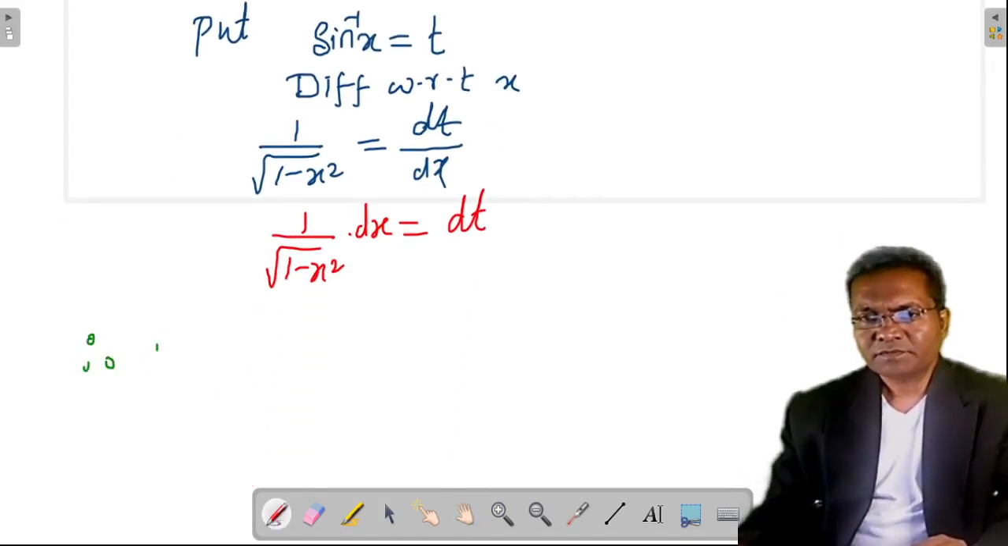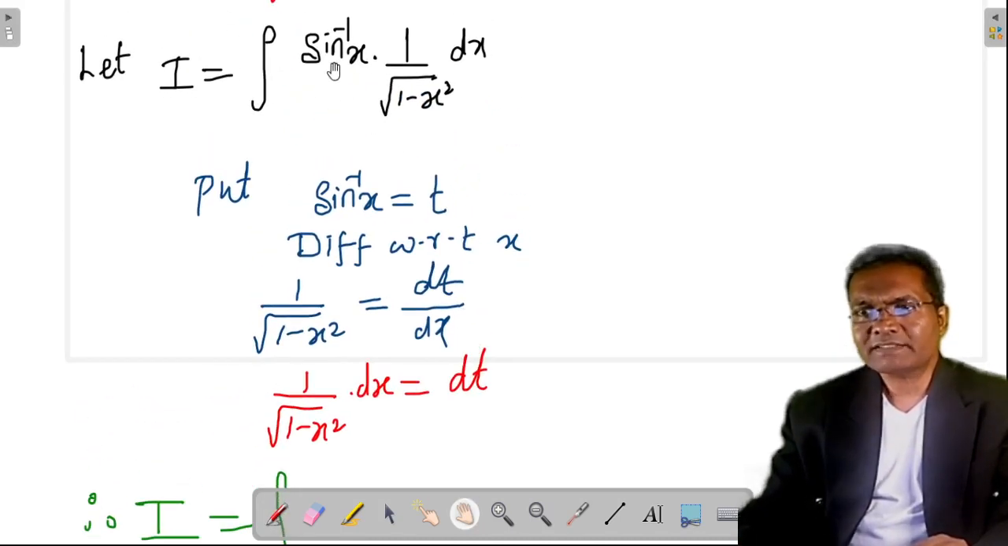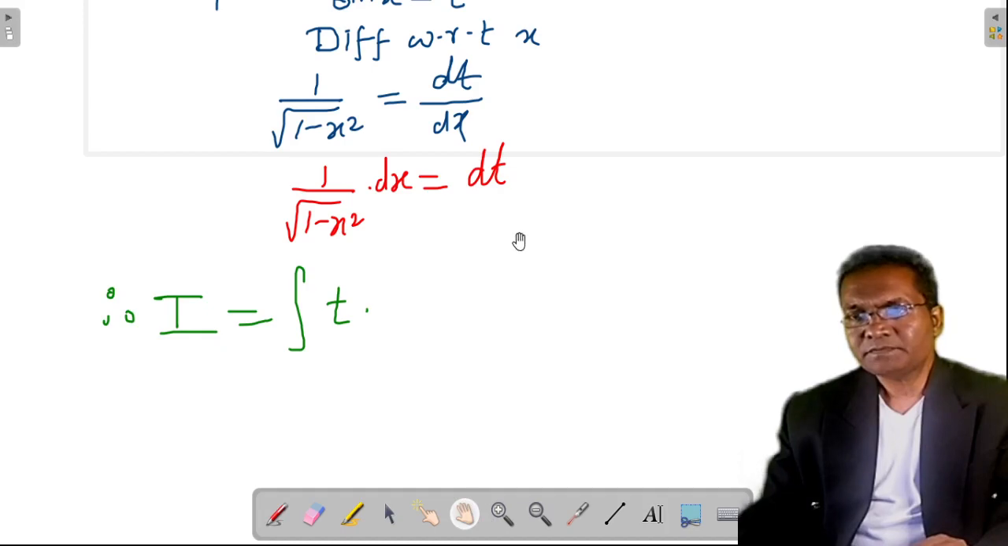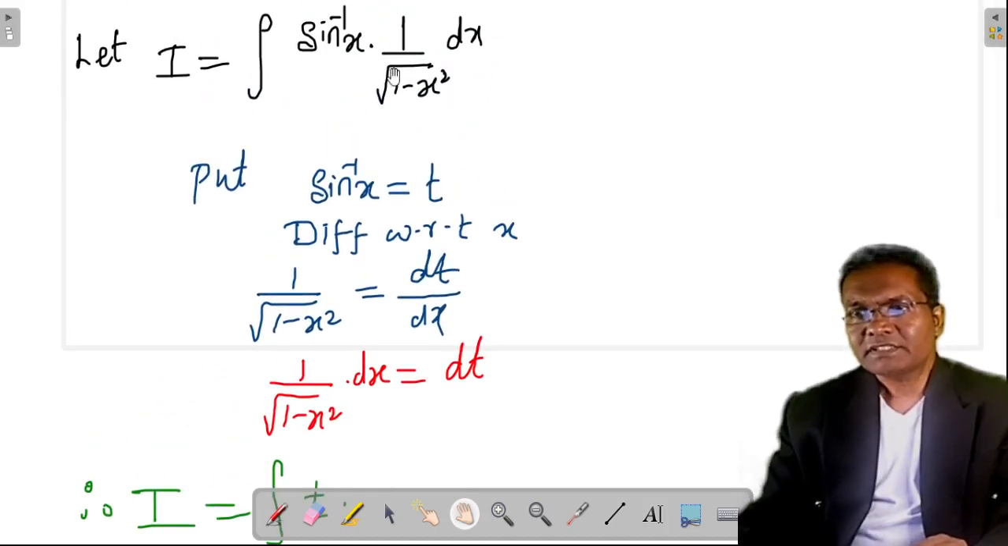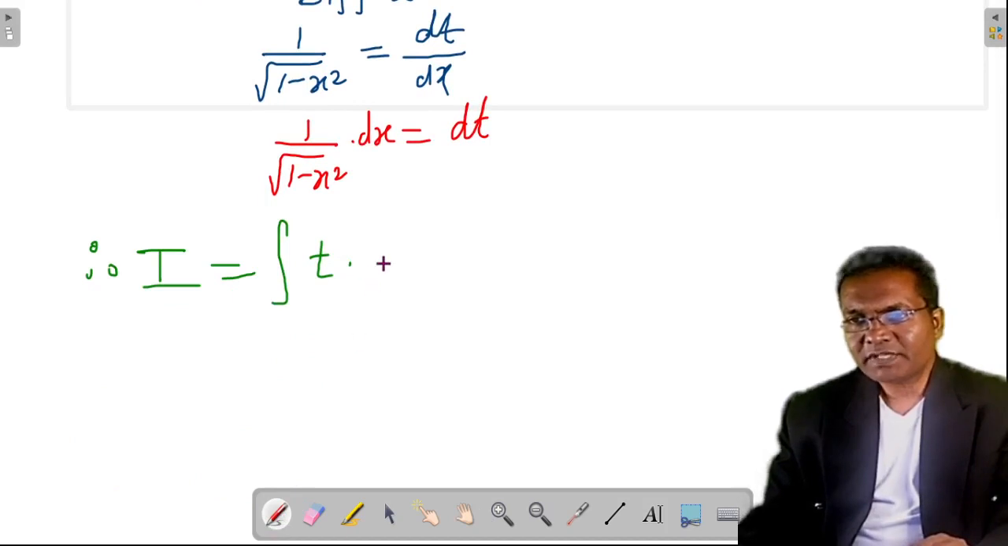Therefore your I becomes the integration of, look at this, what we had: sine inverse means t, it is t into this, which means dt. So this is your dt.